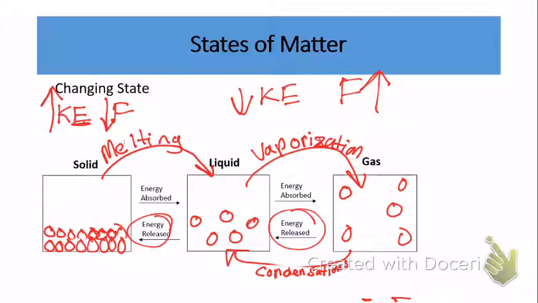Now, if we take away even more energy, then they're going to move from the liquid state back into the solid state, because again, as we lower that kinetic energy, the force of attraction goes up and becomes stronger, and therefore there's less freedom for the particles to move. And this is known as freezing.